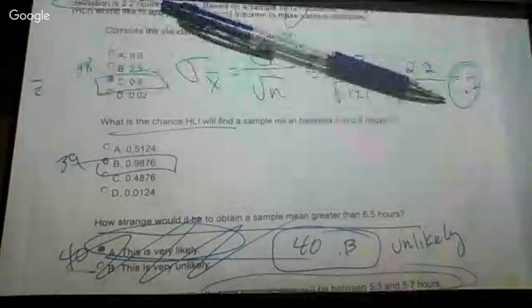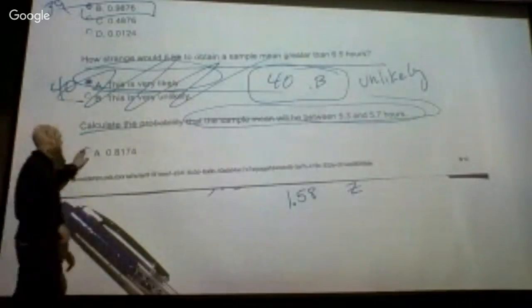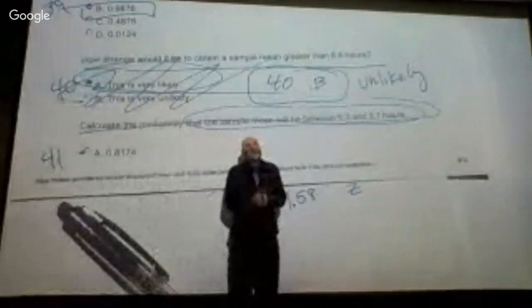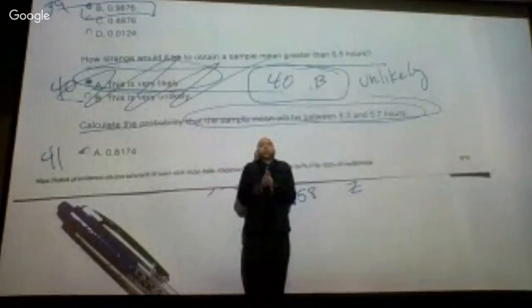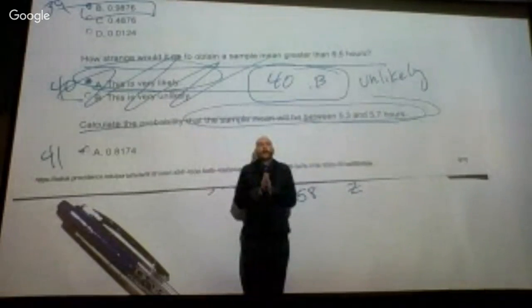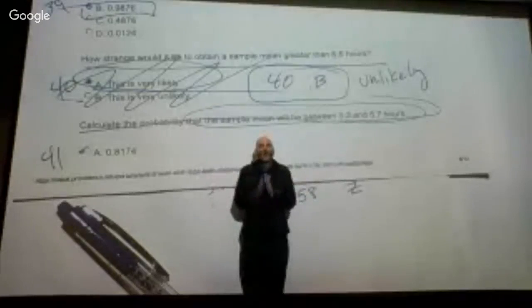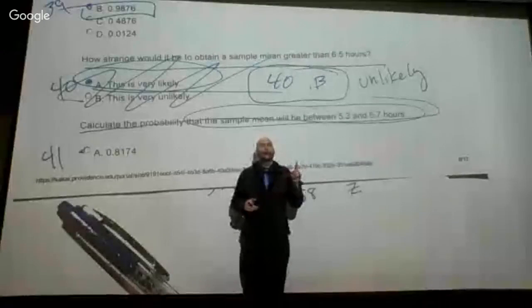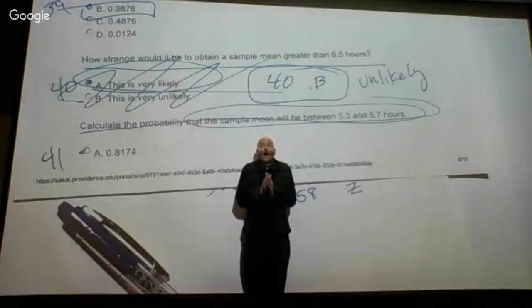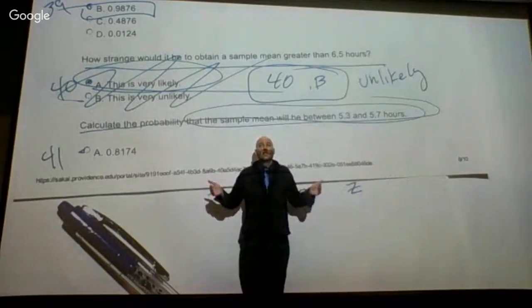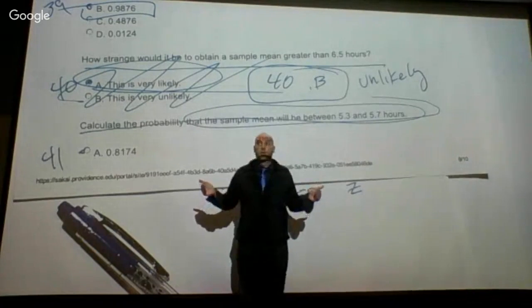All right. Calculate the probability the sample mean will be between 5.3 and 5.7. That's 41. But again, we're talking empirical rule at this point. It's not A. 5.5 is the mean. The standard error is 0.2. Between 5.3 and 5.7, how much stuff should fall within one standard unit? Standard deviation, standard error. How much stuff falls within one standard unit of the mean? What proportion?